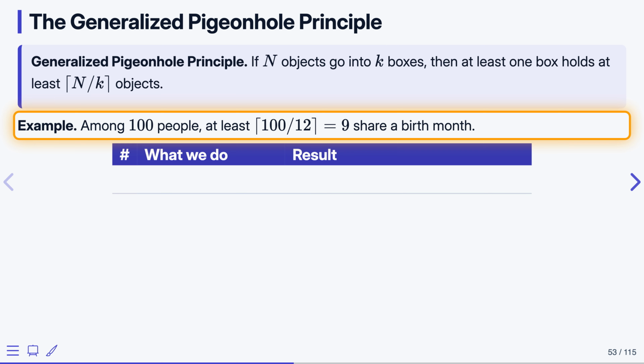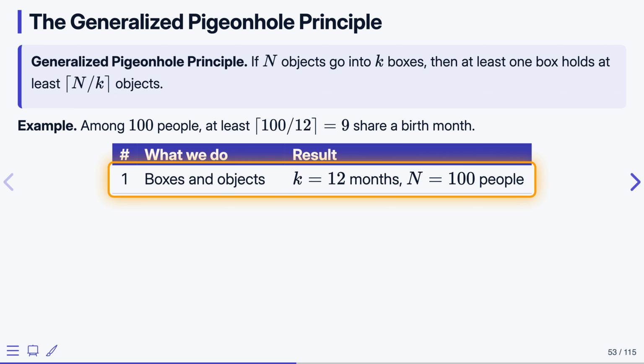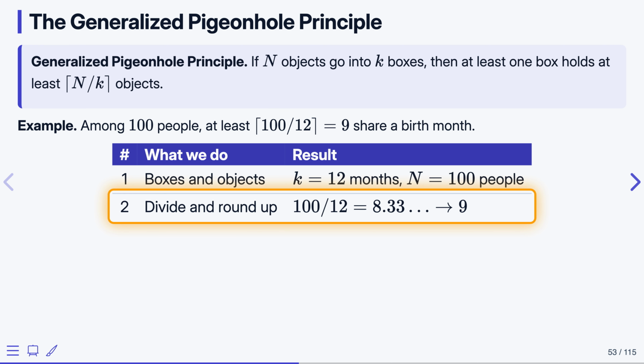Now an example. Among 100 people, at least 9 share a birth month. Step 1. Take 100 people. The boxes are the 12 months, so k is 12 and n is 100. Step 2. Divide 100 by 12. That is 8.33, and rounding up gives 9. So at least 9 of the 100 people were born in the same month.